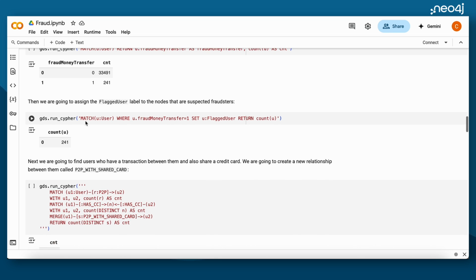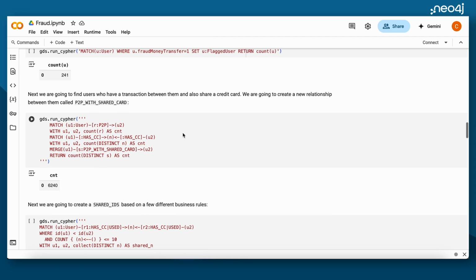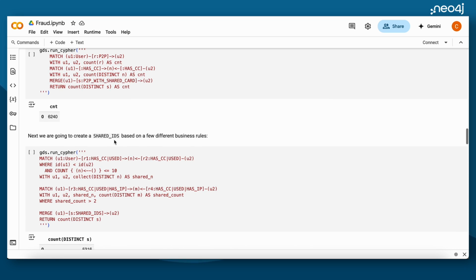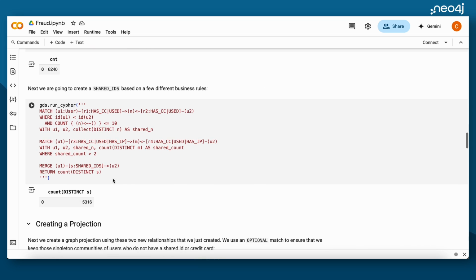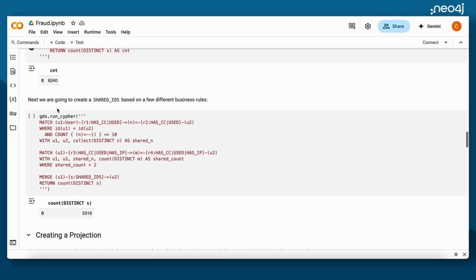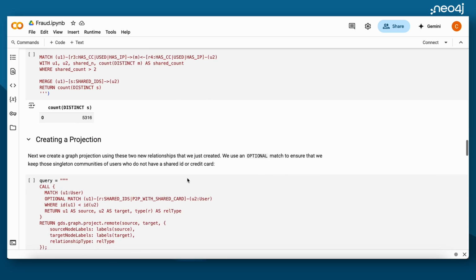We're then going to create a new node label called flagged user, which has 241. So these are our kind of known fraudsters. We're then going to create new relationships. First, we're going to show ones that have a shared card. Then we're going to create one that has a shared ID. And that creates 6,200 and 5,300 new relationships, respectively.